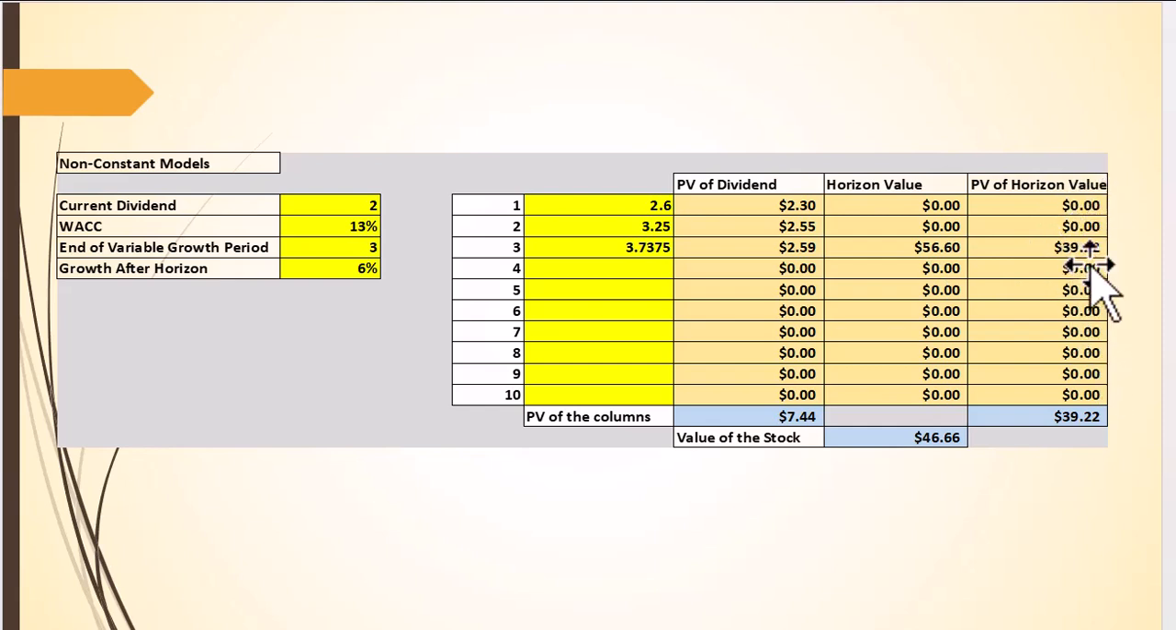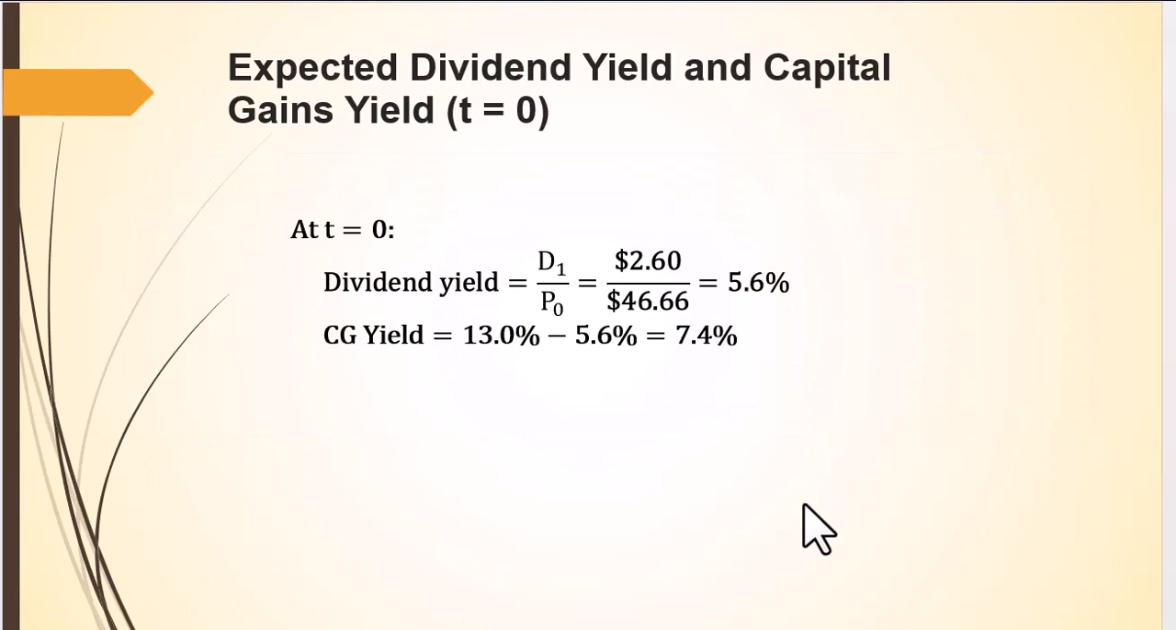So it's 39.22 is the present value of this value 3 years from now. Total of $7.44 is the present value of the dividends. You add those together, that gives us our $46.66.